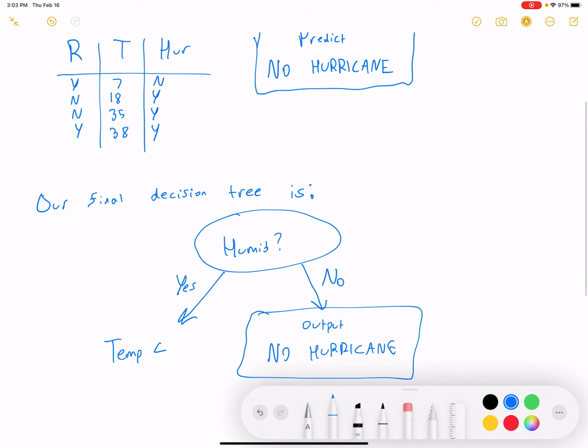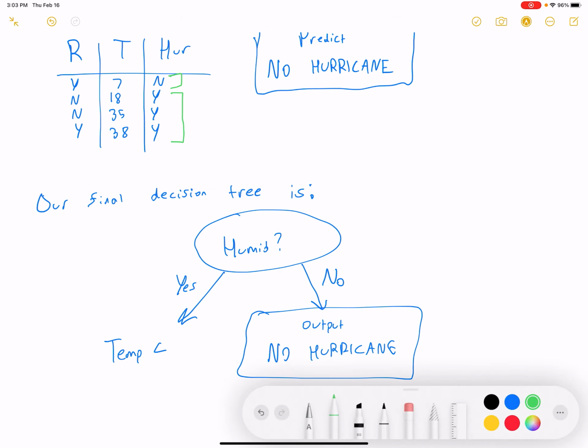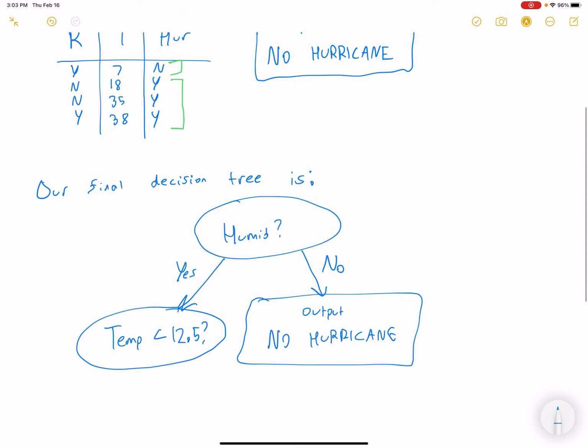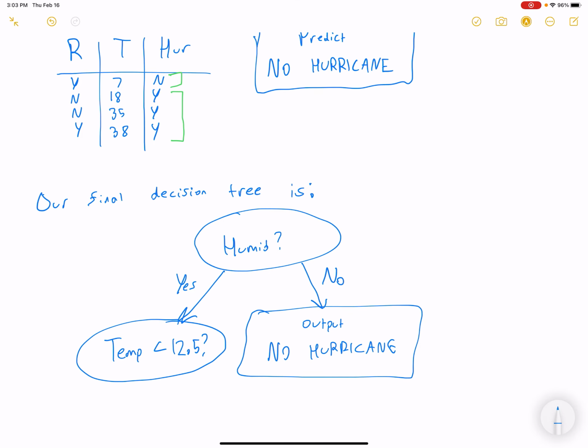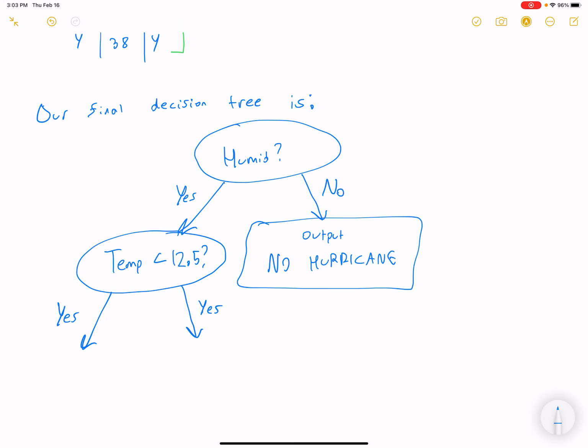in the remaining data set, there's this one data point that has hurricane equals no, and these three which have hurricane equals yes. So if we split in the middle, or temperature being less than 12.5, then we can split our data into the final category. Notice that when temperature is less than 12.5, hurricane is always no. When temperature is greater than 12.5, hurricane is always yes. So we can finish up the construction of our decision tree.